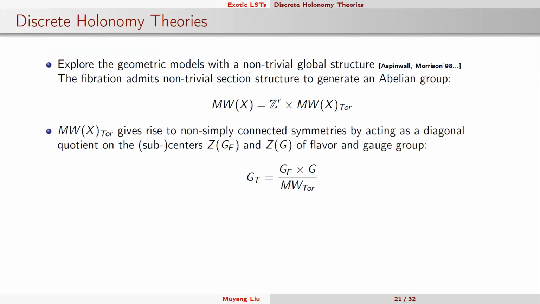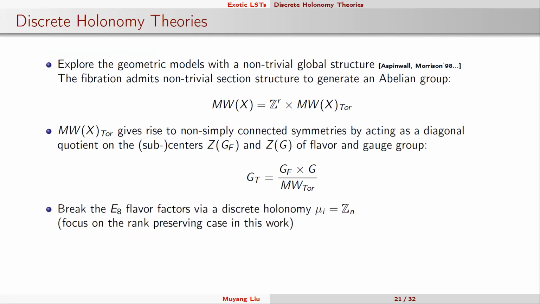And first, we want to investigate more general geometric models with a non-trivial global structure, namely that the fibration admits non-trivial section structures such that the torsion groups will impact the total groups, namely that the overall group of the flavor and the gauge group will be quotiented by these torsion groups. That will break the E8 flavor factors via the discrete holonomy Z_N's. In our current work, we focus on the rank-preserving case.